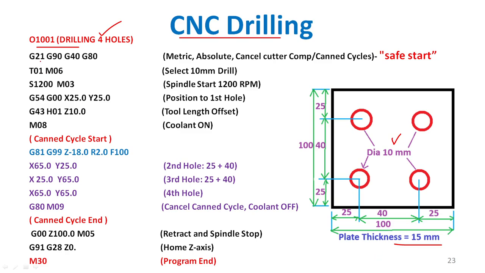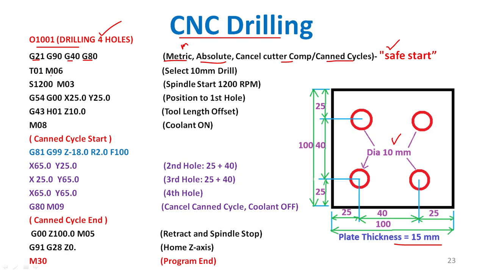First, initially G21, G90, G40 and G80. G21 is metric, in terms of mm. G90 is absolute tool movement. G40 and G80 cancel cutter compensation and canned cycle. This is called for a safe start of the operation.